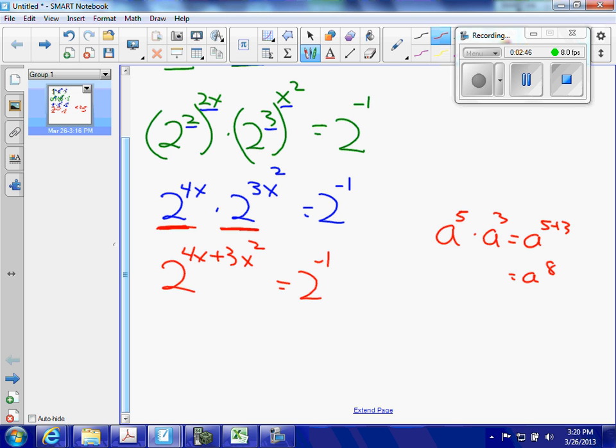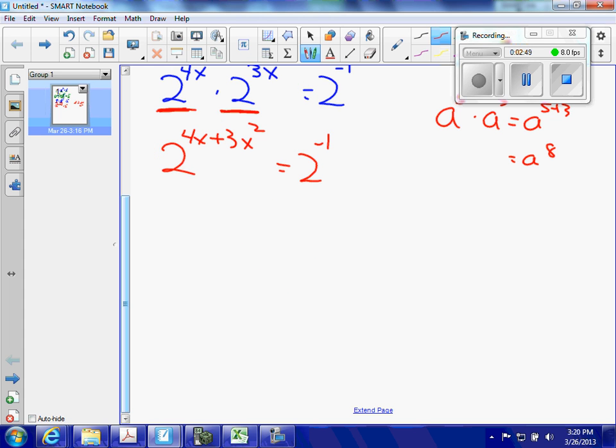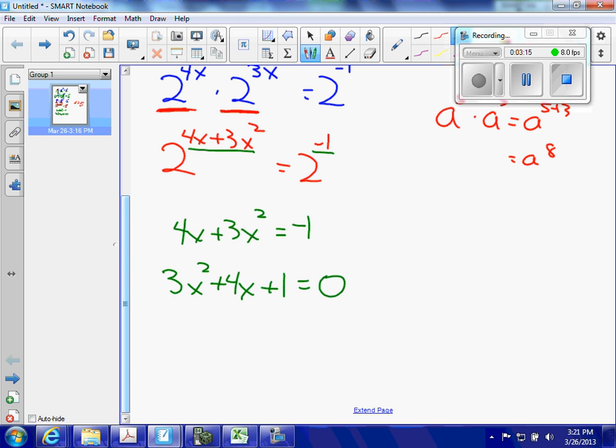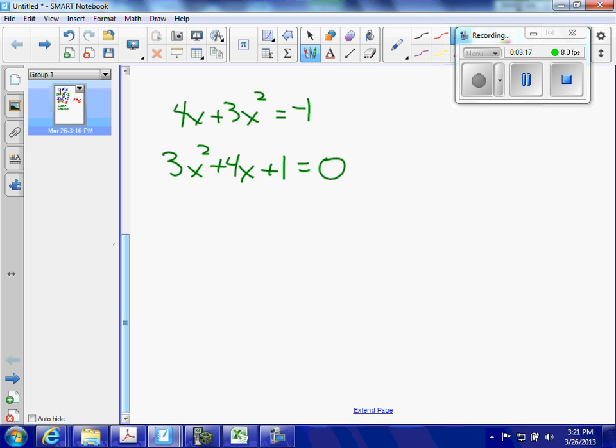But I've been told that they're equal, so I don't really need the bases anymore. I know that 4x plus 3x squared is equal to negative 1. So I'm going to write 4x plus 3x squared equals negative 1. I'm going to put that in standard form. I'm going to go 3x squared plus 4x, and I'm going to add 1 to both sides, plus 1 equals 0. I think I can factor this.